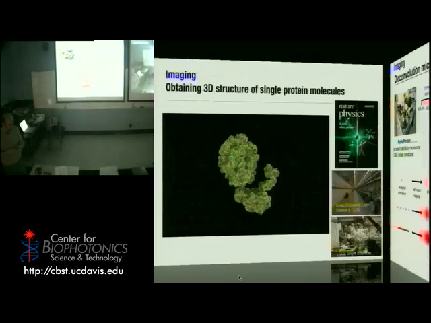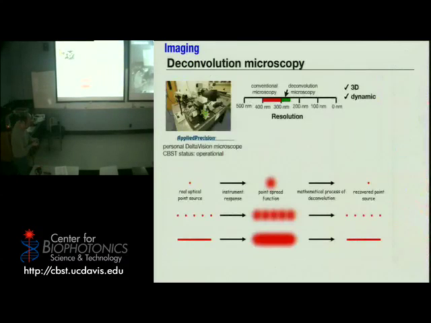Yes? So where is this tunnel? They were doing it at Stanford. Come on, just want to keep going.